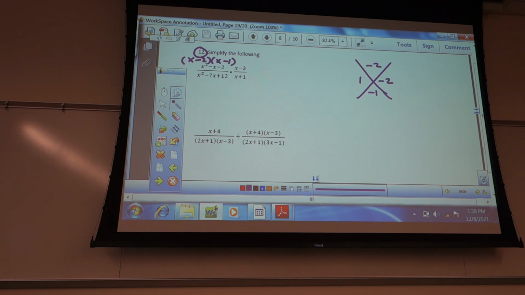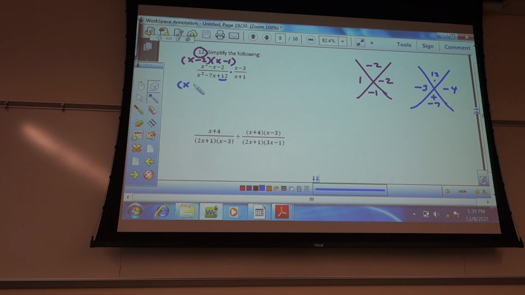And then the bottom is two numbers that multiply to 12 and add to -7. You folks remember that one? What are two numbers that multiply to 12 and add to -7? They have to be the same sign because they multiply to positive 12. -4 and -3. Perfect. So this one becomes x minus 3 times x minus 4, so my whole bottom becomes this, times x plus 1.